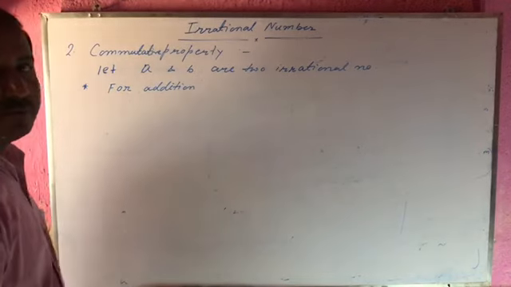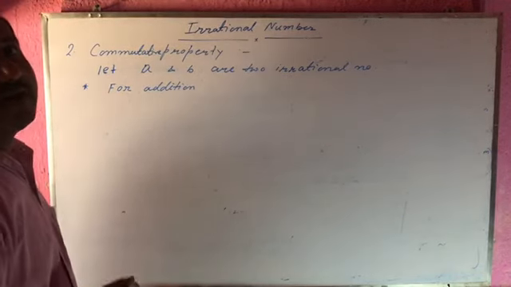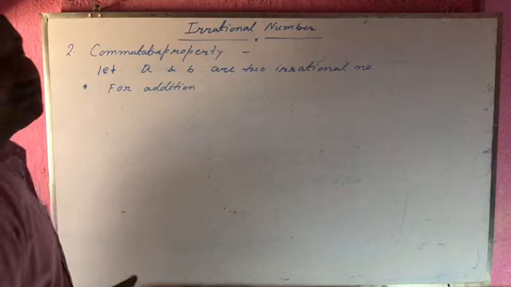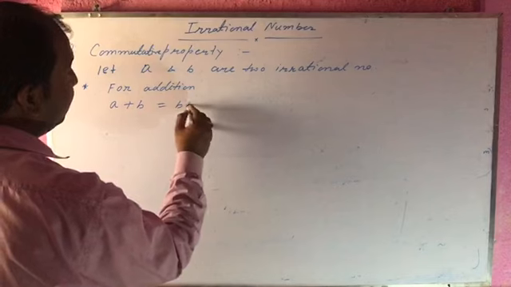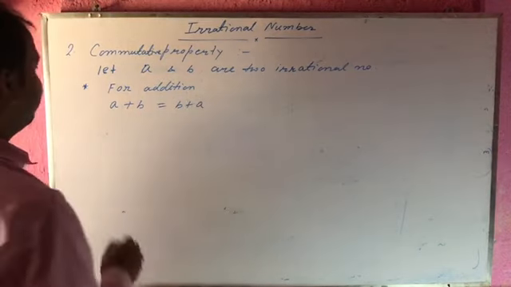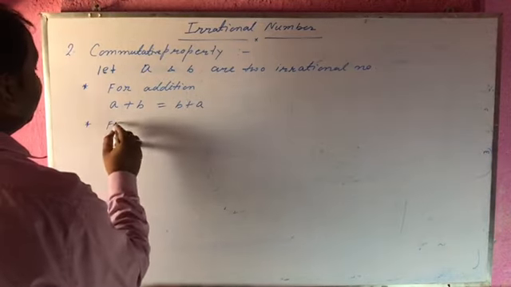The sum of two whole numbers in any way must be equal. So here it will say, the sum of two irrationals in any way, meaning A plus B and B plus A, will be equal. Number second, for subtraction.